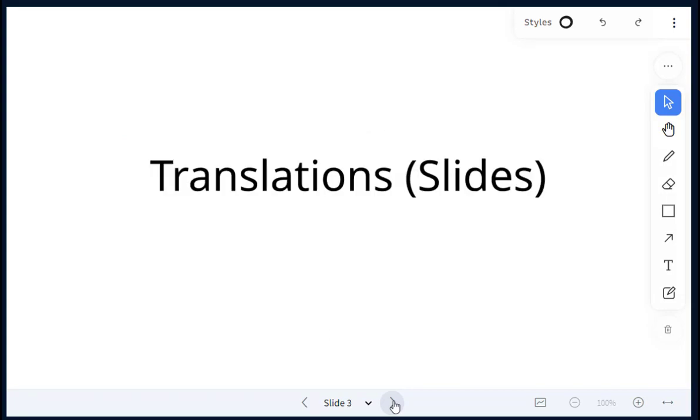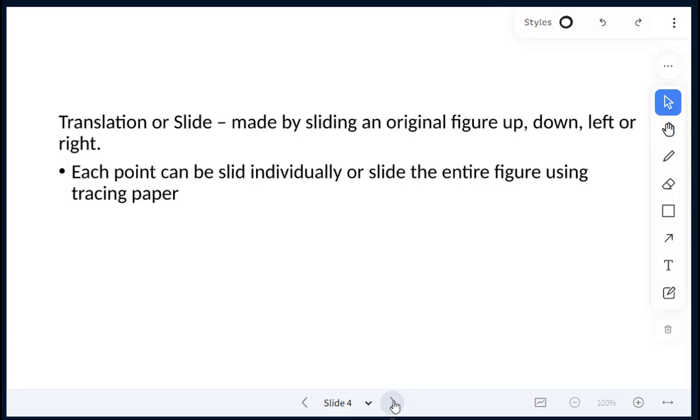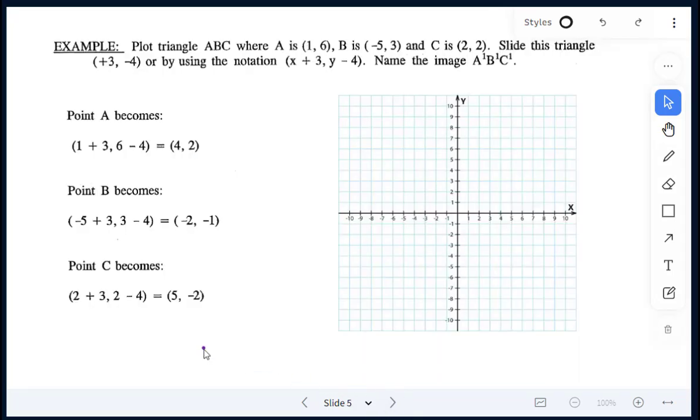I'm just going to continue. We'll come back to the video after. So a translation or a slide is made by sliding an original figure up, down, left, or right. Each point can be slid individually, or if it's a figure, you can slide the entire figure. Some students like to use tracing paper. If you still like to use tracing paper, that's fine as well.